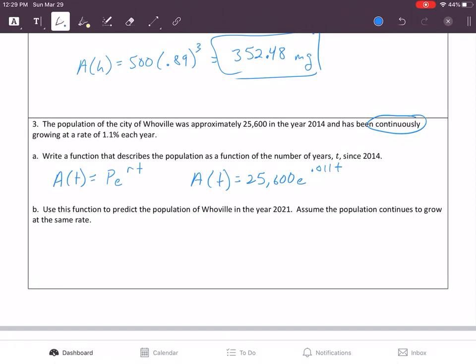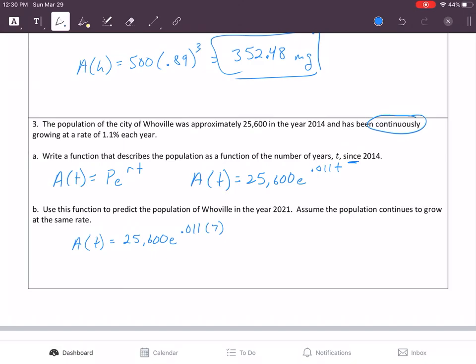Now in part b, using that function, so we have A of t is equal to 25,600 times e to the 0.011. And the t value, since it's since 2014, we don't have to use 2014, so we can just use 7 years. So we're going to put in times 7. Again, I'm just going to do this on my own calculator. So you have 25,600 times e. Remember, e is a specific button in the calculator. You have to hit second and then the divide sign. Raised to the 0.011 times 7.